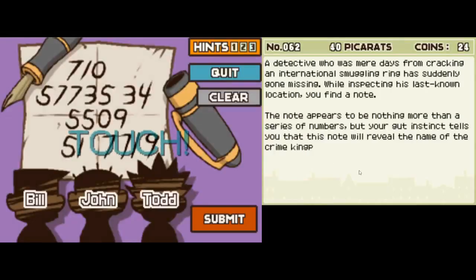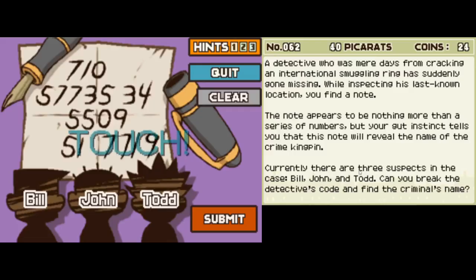A detective who has mere days from cracking an international smuggling ring has suddenly gone missing. While inspecting his last known location, you find a note. The note appears to be nothing more than a series of numbers, but your gut instinct tells you that this note will reveal the name of the crime kingpin. Currently, there are 3 suspects in the case: Bill, John, and Todd. Now, can you break the detective's code and find the criminal's name?